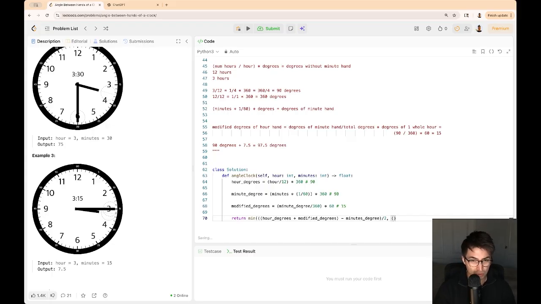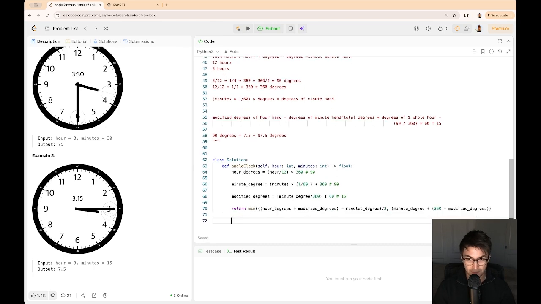So minute degree, and now this space is covered, and now you need the space to get back here. So it'd be plus the modified degrees. No, not plus the modified degrees, because that's the space from here to here. So it'd be 360 minus modified degrees. So if modified degrees is, no, it's hour degrees plus the modified degrees.